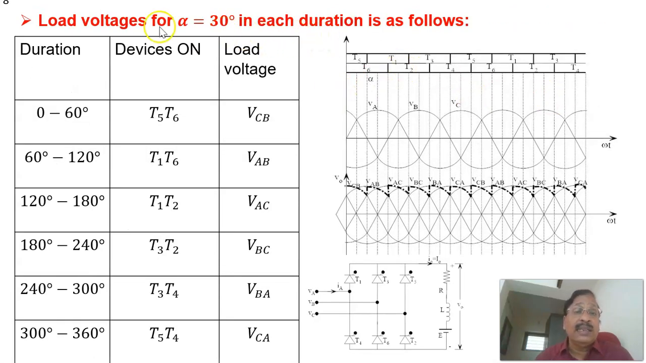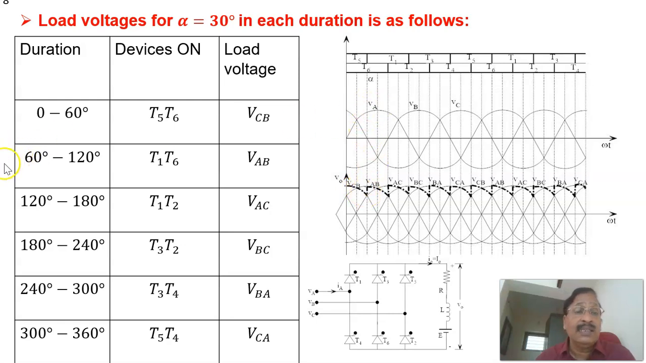Now again, for a firing angle alpha equal to 30 degrees, in each duration it is as follows. From this alpha equal to 30 degrees, for this instant 30 plus 30, 60 comes here. For 0 to 60 degrees, let us see which devices are conducting. Here, for 0 to 60 degrees, T5 and T6 are conducting until T1 takes over. When T5 and T6 are conducting, C phase is here and B phase is here, so VCB comes here. That is why the voltage equals VCB.